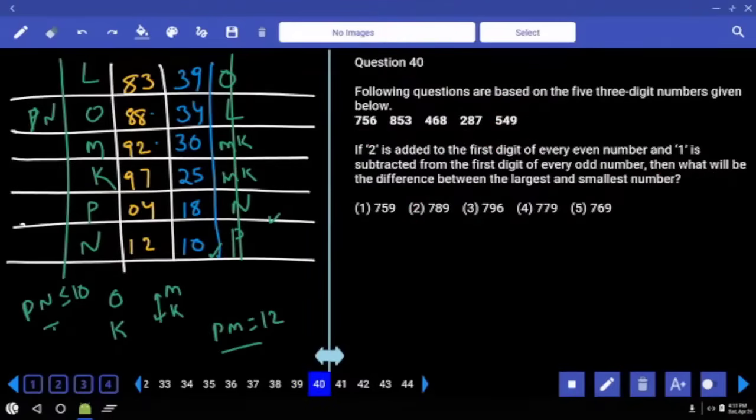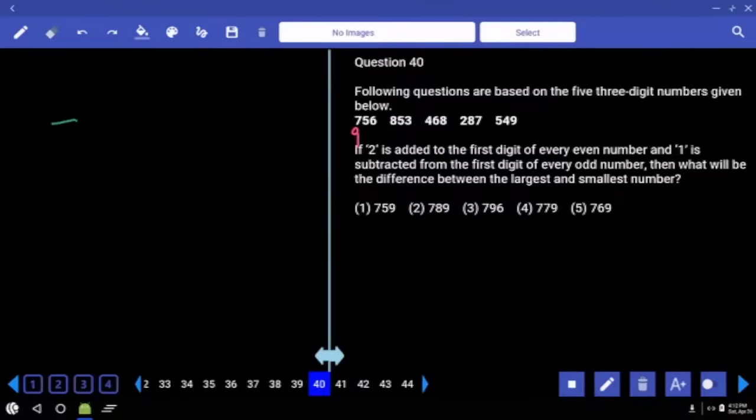2 is added to the first digit of every even number, and 1 is subtracted from the first digit of every odd number. What is the difference between the largest and the smallest number formed? Clear? We need to have the largest and the smallest. 2 is added to the first digit of every even number. This is the 2. Clear? 2 is added to the first digit of every even number.